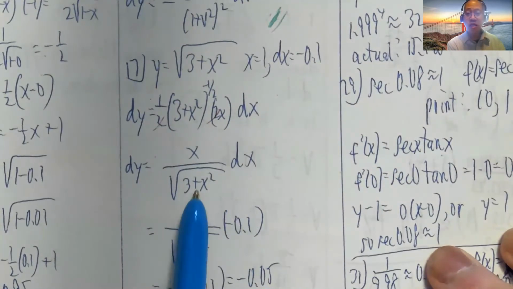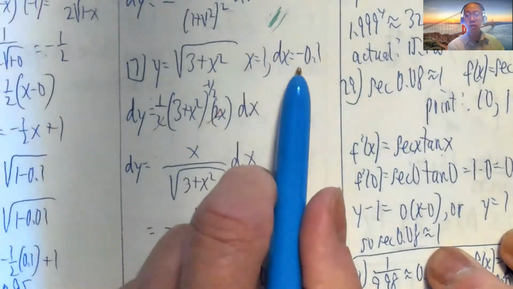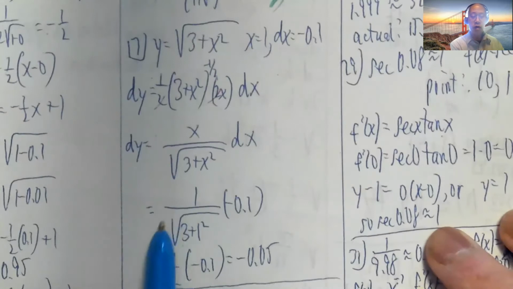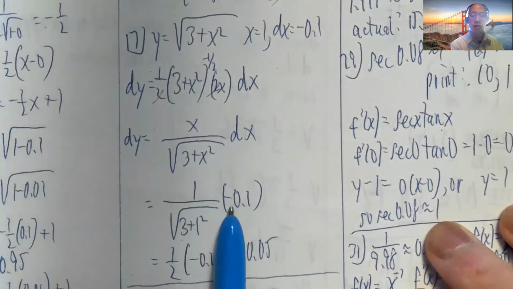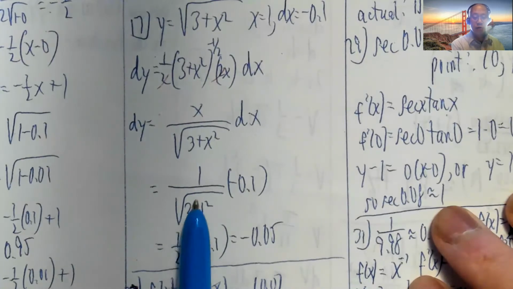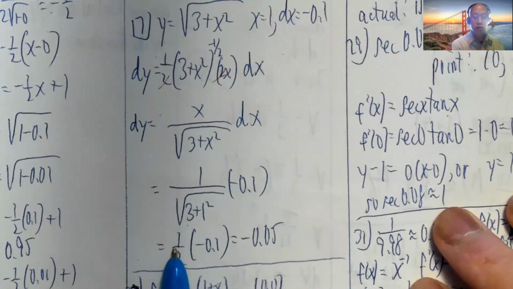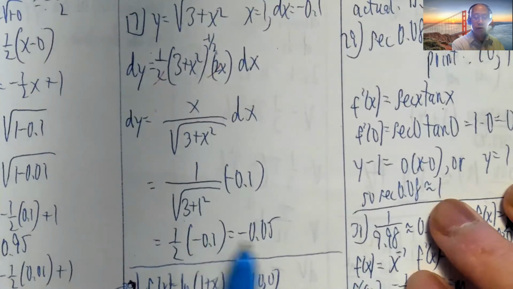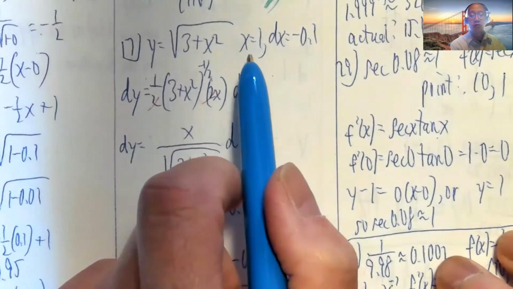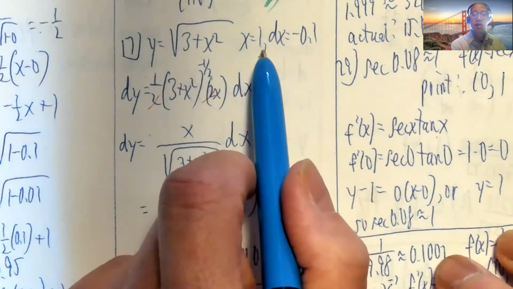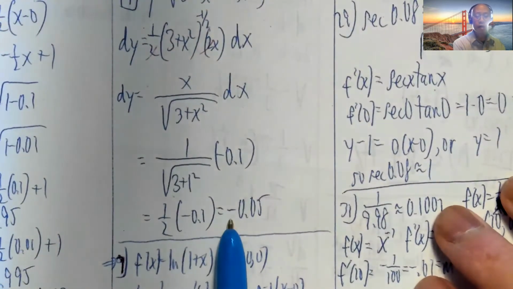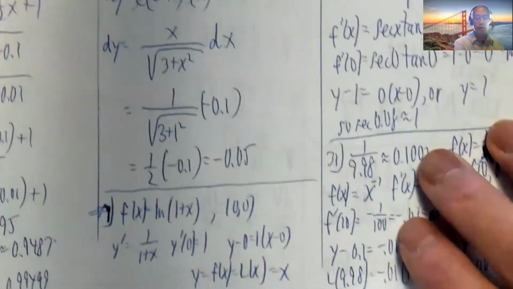Okay, so in this particular case, I plug in x is 1, dx is negative 0.1. So 1 goes here, 1 goes here. 1 over the square root of 3 plus 1 squared times negative 0.1, that's 1 over 2, square root of 4 is 2, 1/2 of negative 0.1, which is negative 0.05. Okay, what does it mean? If I'm at x equals 1, if I decrease x by 0.1, I will decrease y by roughly negative 0.05.